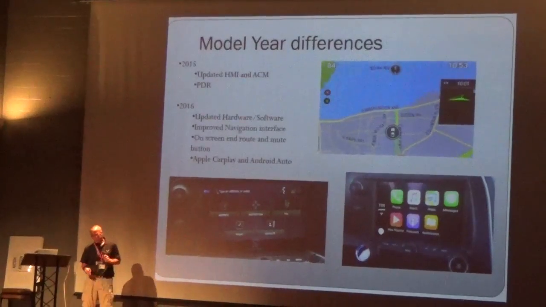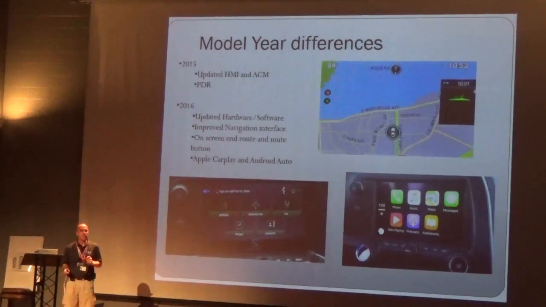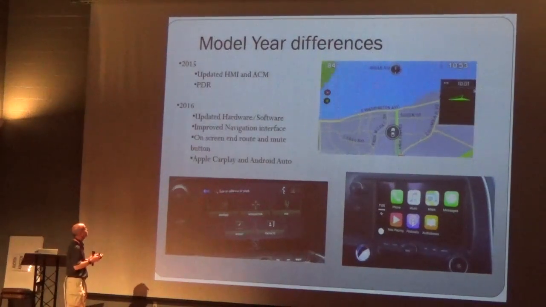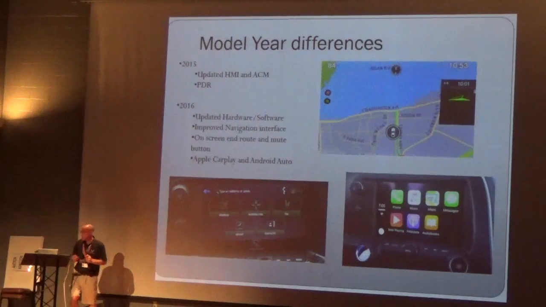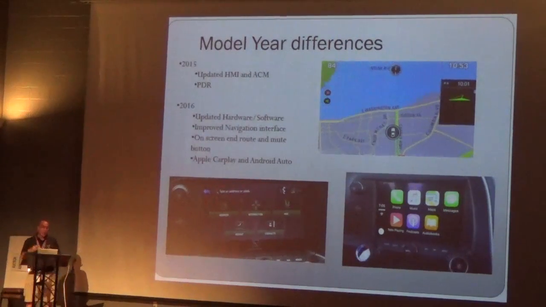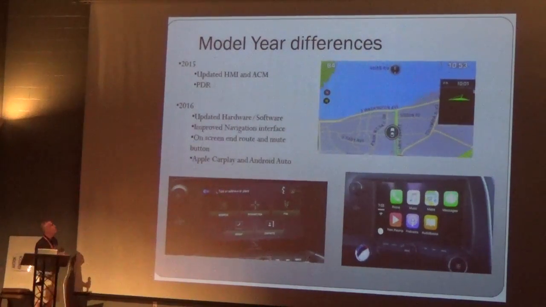I want to talk a little bit. I always have a feature that I start with, and I usually just call it old business. Well, today's old business is really new business. I want to talk a little bit about the model year differences between the 14, 15, and 16. 14 was the first year, the introduction of the MyLink system into the Corvette. The 2015 brought with it an updated HMI, human-machine interface, and an updated control module, the ACM.